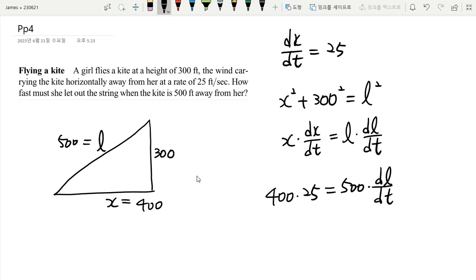So what will be the value of dL over dt when you solve this equation? Yeah, 20. So she needs to let the string loose at the rate of 20.